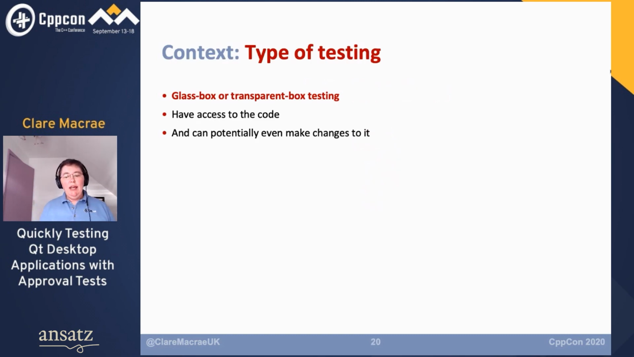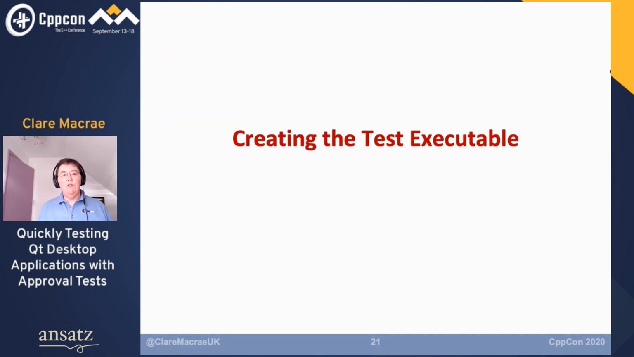A bit more context. Throughout this talk, I'm talking about automated testing being done by developers. So developers are writing code to test other code. So you might think of it as glass box or transparent box testing. So developers have access to the code and they can potentially change the code to make it easier to test. And then, of course, add new features and add tests for the new features.